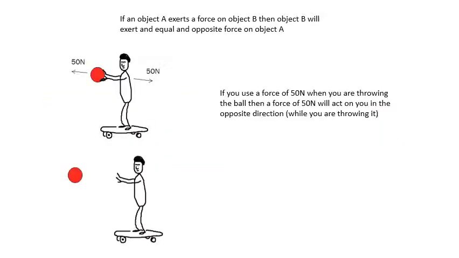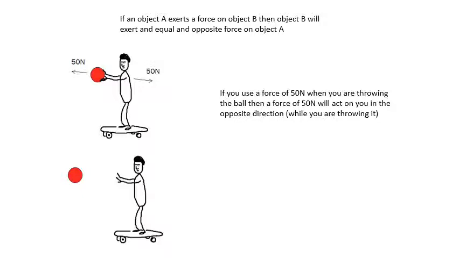if an object A exerts a force on object B, then object B will exert an equal and opposite force on object A. So looking at the diagram, if you throw this ball, and look, I'll put you on a skateboard, if you chuck the ball with a force of 50 newtons, then while you are pushing the ball, it is pushing you with a force of 50 newtons in the opposite direction. If you use a force of 50 newtons when you are throwing the ball, then a force of 50 newtons will act on you in the opposite direction while you're throwing it.